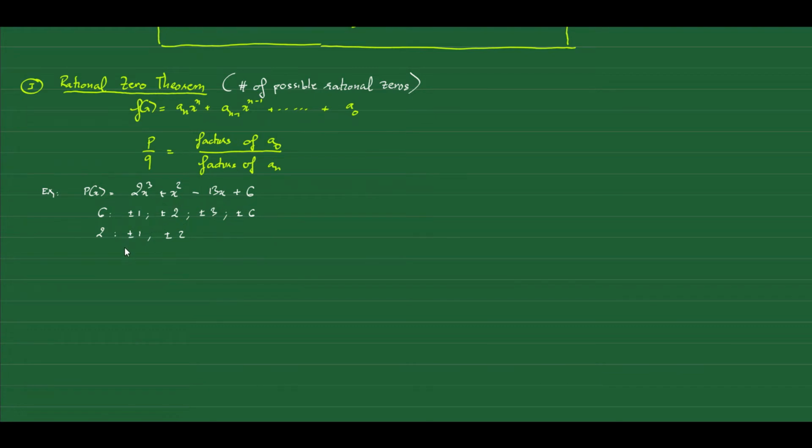And now we're going to set up the ratio between this and this. So the number of possible zeros will be what? This over this, plus minus 1, this over this, plus minus 1 over 2, plus minus 2 over 2 gives you 1, carry the same, plus minus 3, plus minus 3/2. Okay, and 6/2 is just plus minus 3.